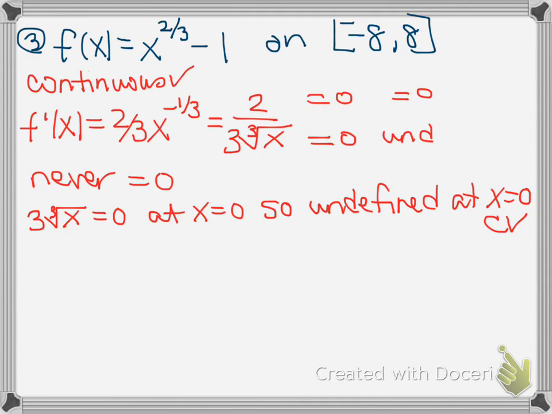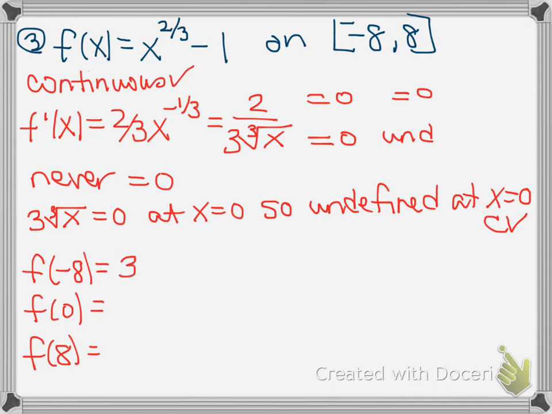We only have one critical value, and it occurred where the derivative was undefined, not equal to 0. That's different from examples 1 and 2. So again, we got to find f of -8, f of 0, f of +8. Go ahead, plug them into the original function and see what we get. Pause the video if you want to, and then come on back, and we got 3, -1, and 3.